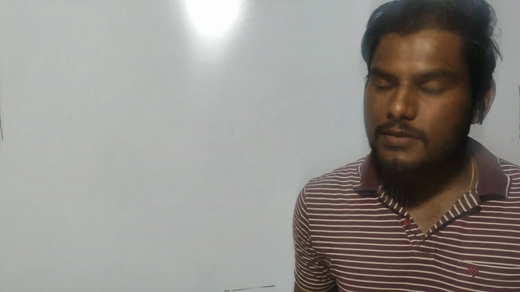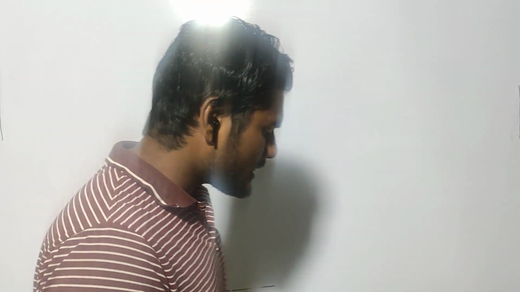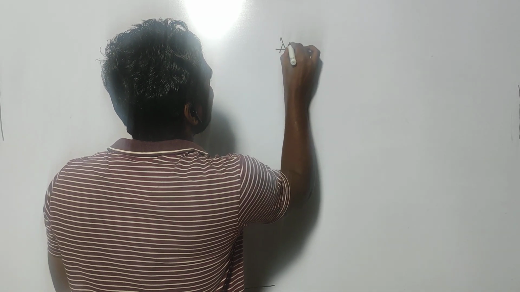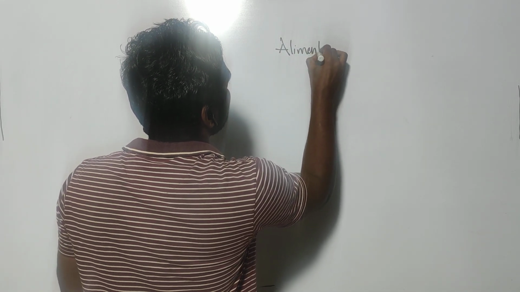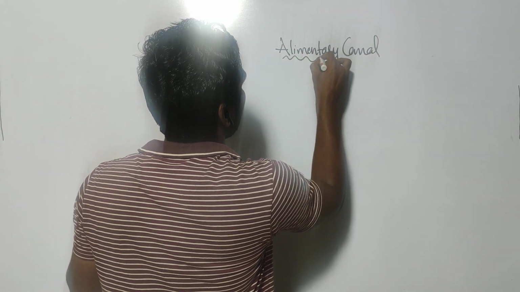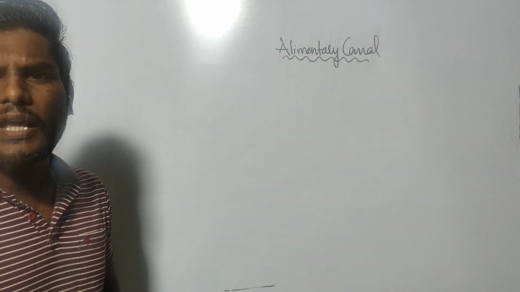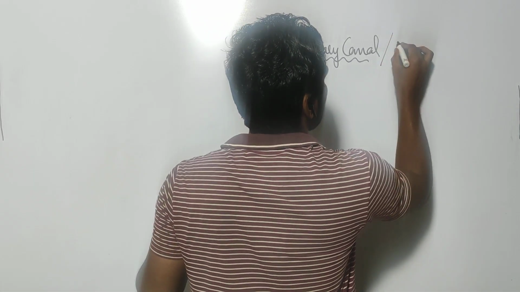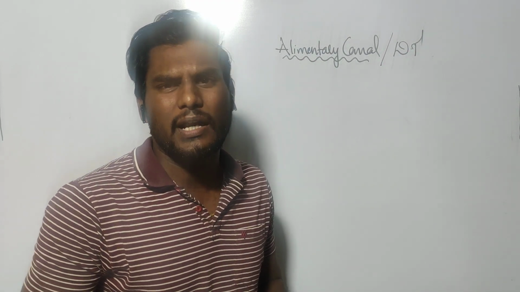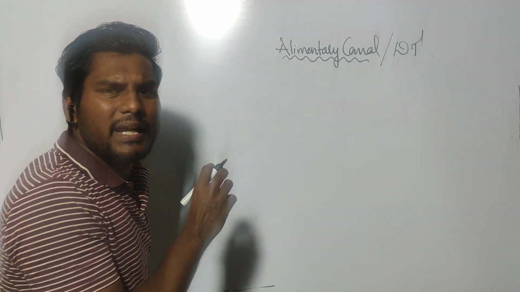That is about the circulatory system, which is of two types, open type and closed type. Next concept. The next one is the alimentary canal, or digestive tract also we can say. I don't want to write the full name, so DT, digestive tract.